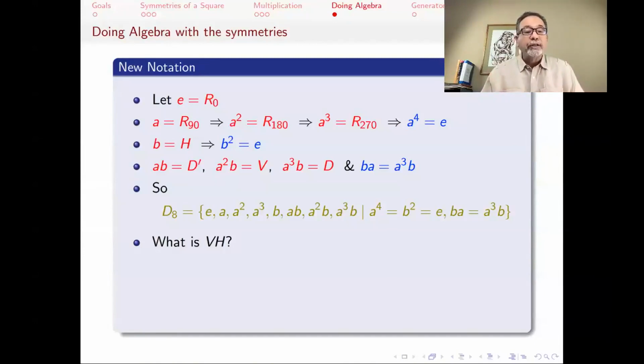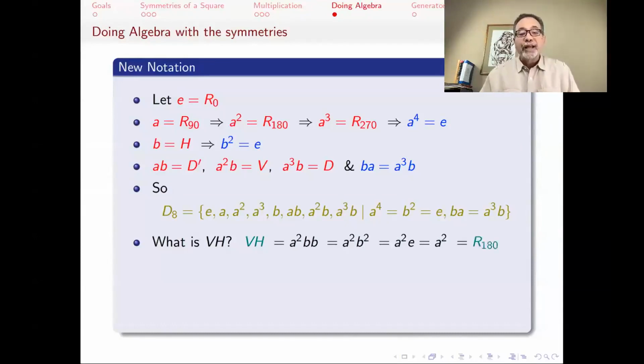So what's VH? Well, V, I know what it is. V is A squared B. And I know what H is. That's just B. So VH is A squared B B. But now BB, that's B squared. And so I get A squared B squared. But B squared, that's E. And so that's R180. And so I did that without drawing any squares and without doing any sort of physical things to find out what VH is. VH is R180. Algebra is already useful.